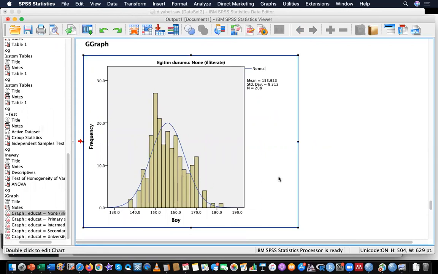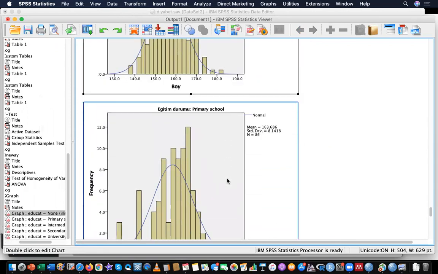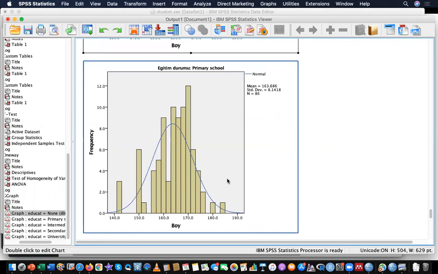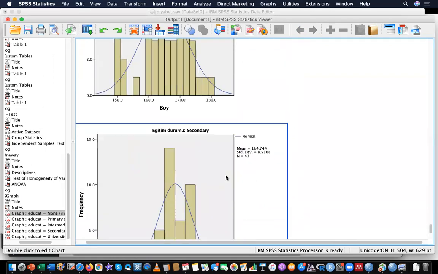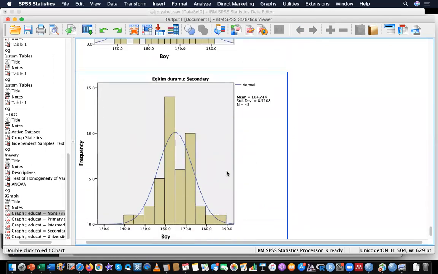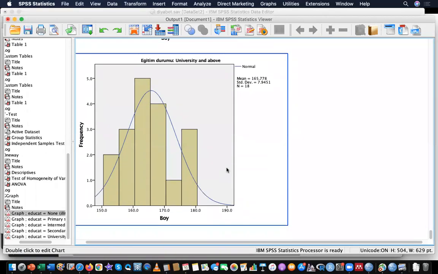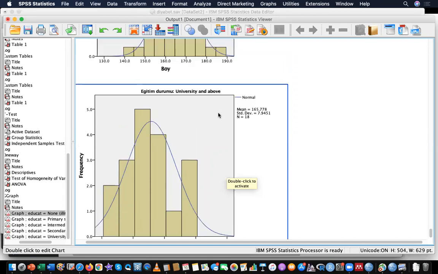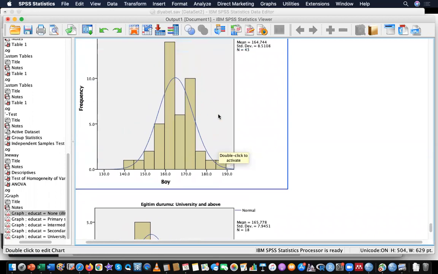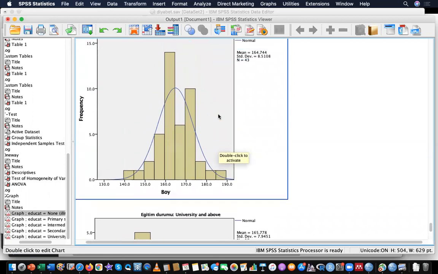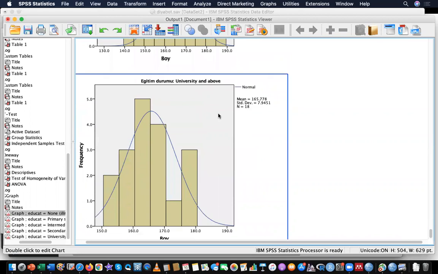Is it symmetrical? I would say yes. Histogram for intermediate school, histogram for secondary school, and university and above. If you have a reasonable sample size, let's say the sample size is 18, it is not high, so you have to be careful. But if you have a reasonable sample size, your distribution will be symmetrical. Don't worry about the distribution.